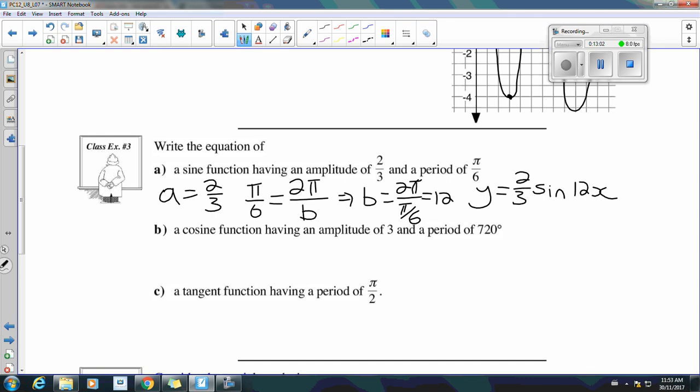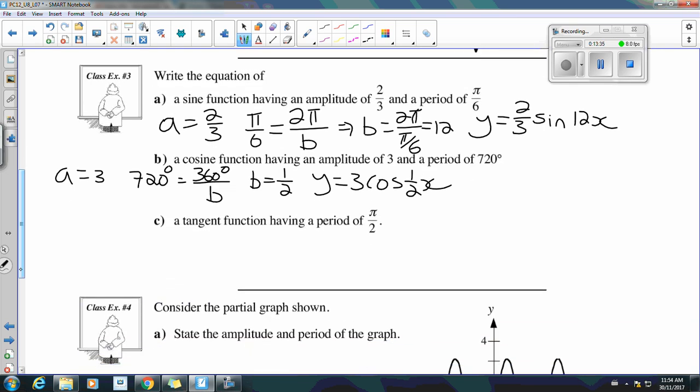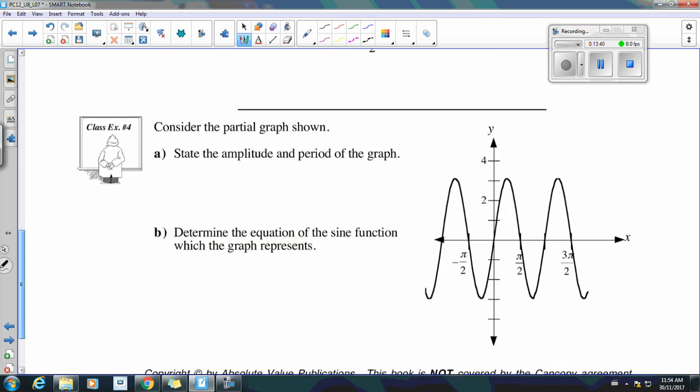We've got a cosine function that has an amplitude of 3, so our a value is going to be 3, and a period of 720. Well, we know the period of the cosine graph is 360 divided by b. So again, I can multiply both sides by b, divide by 720, and you will get that b is equal to 1/2. So one possible equation would be this. Again, we could make a negative or the b value negative. And we're not going to worry about c because we don't need to worry about tangent functions.